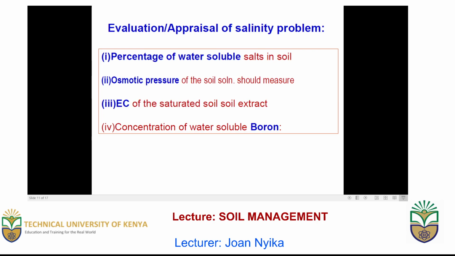But how do we distinguish a soil as saline or otherwise? To assess for soil salinity, especially during soil tests, we use four aspects. Number one is the percentage of water-soluble salts in the soil, or the exchangeable sodium in soils. Number two is the osmotic pressure of the soil solution. Number three is the exchangeable cation of the saturated soil extract. And number four is the concentration of water-soluble boron.